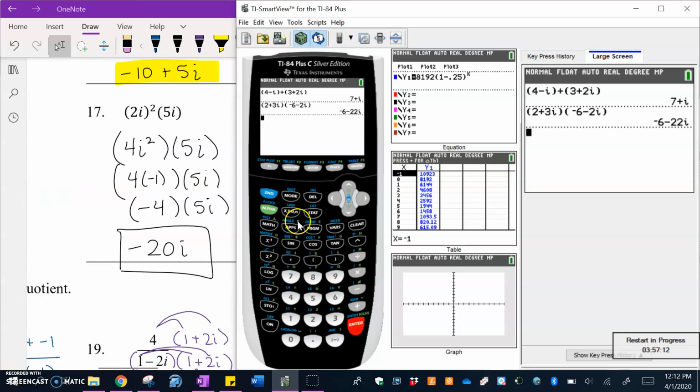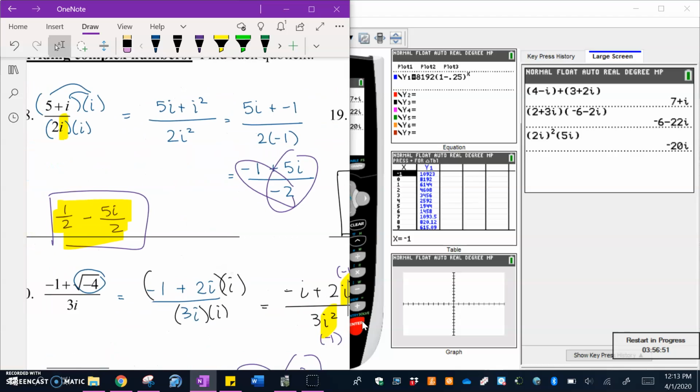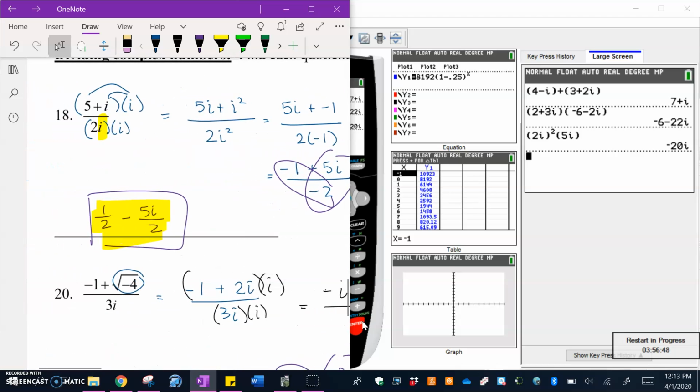It also will do problems like number 17. So let's try that. 2i inside of the parentheses squared times 5i. And we end up with negative 20i. And here's the wonderful part for your fractions. It is also going to do these.